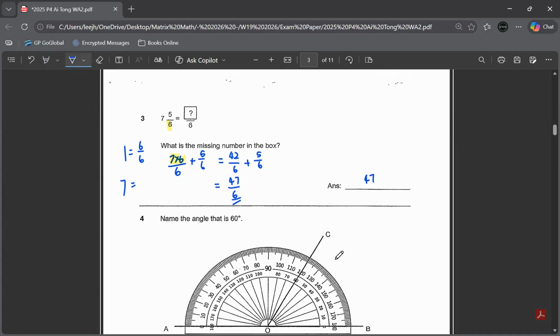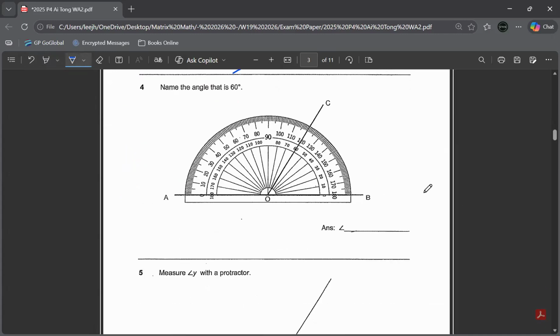Okay, question number 4. I want to name the angle that is 60 degrees. So if you look at your protractor, you need to see which one is 60 degrees. From here, we actually can see that it is A or B, A or C. You can see that we are reading from the outer scale. If you go all the way up, this AOC is 120. Okay, angle AOC is 120 degrees, which is not what I want.